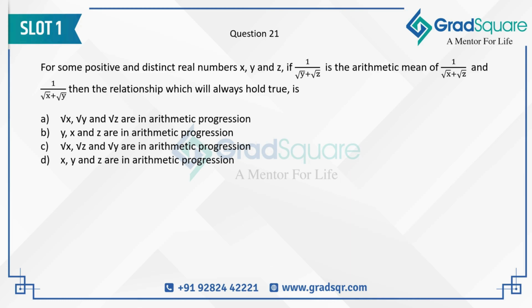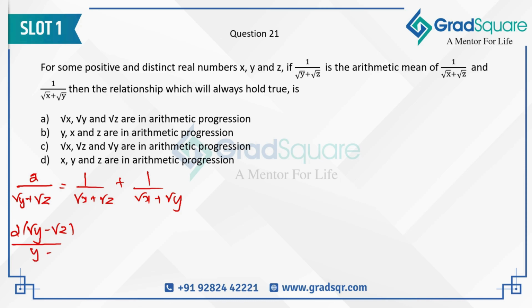So they have said that this is the arithmetic mean of the other two, so I can write this as 2 into 1 by root y plus root z will be equal to 1 by root x plus root z plus 1 by root x plus root y. So I'm going to rationalize the equation. So I end up with (root y minus root z) divided by (y minus z).